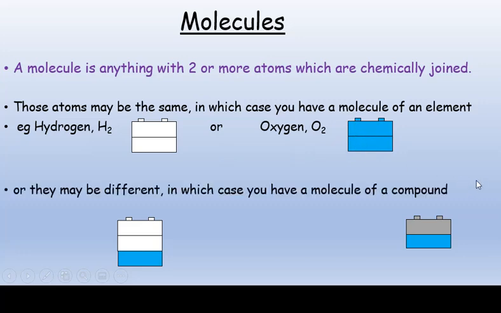All the atoms might be different, okay? So in that case you would have a molecule of a compound. So this is a molecule of water, H2O. This is a molecule of magnesium oxide, MgO.